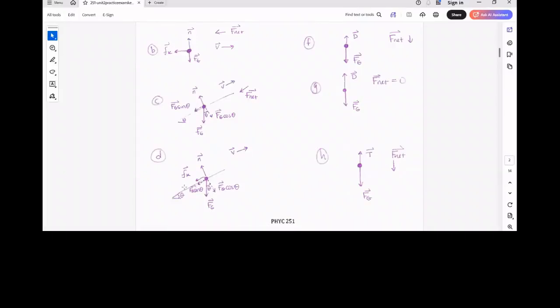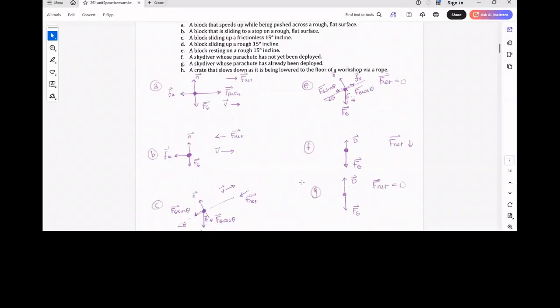But now instead of Fg sine theta being the only force that is oriented parallel to the surface, we know Fk exists because this is a rough ramp. And if v is oriented uphill, that means Fk has to be oriented downhill. So the net force for free body diagram D would also point downhill. It would just be Fk plus Fg sine theta in terms of magnitude.